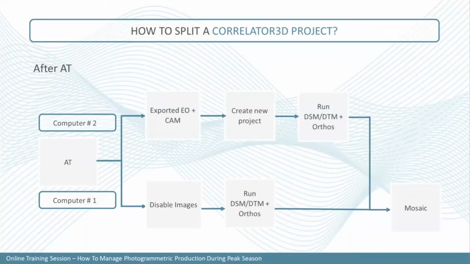Then run a DSM, DTM, and then ortho on a section of the big project, and then on the other computer disable the images that were used on the first computer, and then run the ortho, DSM, and DTM. This way you'll have what we call a parallel processing approach. And then once your orthos are generated, you can take all the different orthos, bring them back into the same folder, and then generate your mosaic to have a seamless color balanced mosaic.